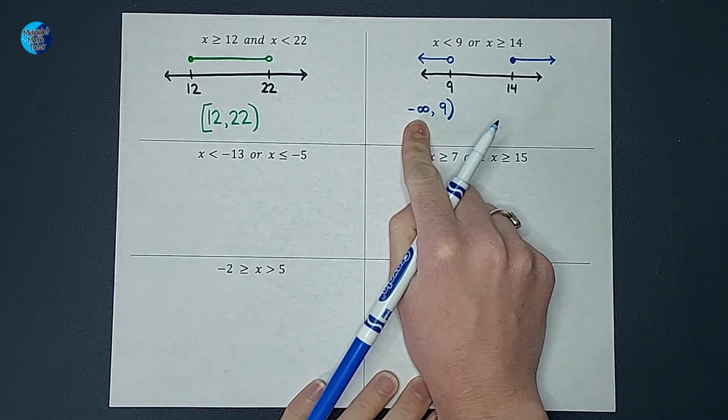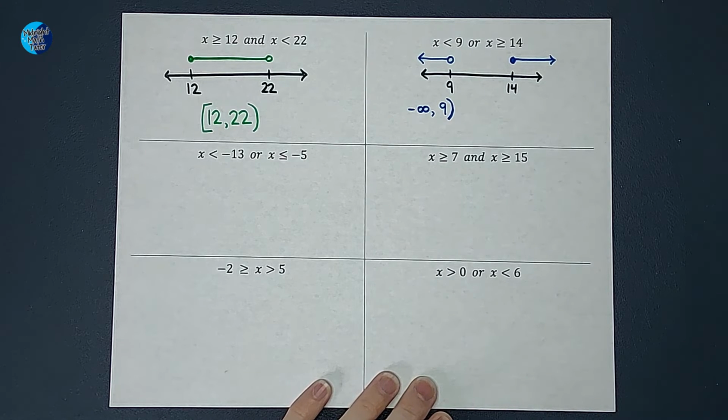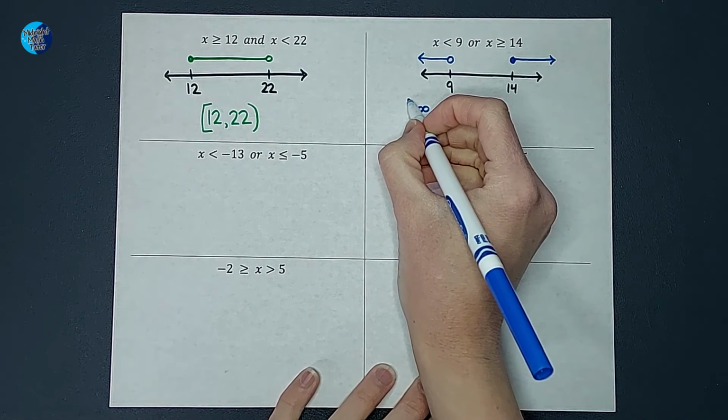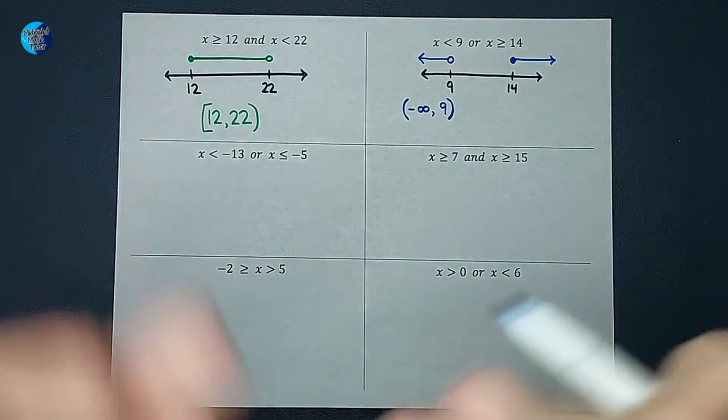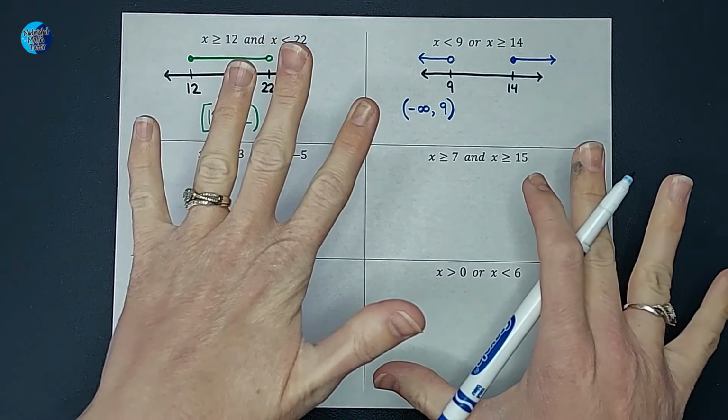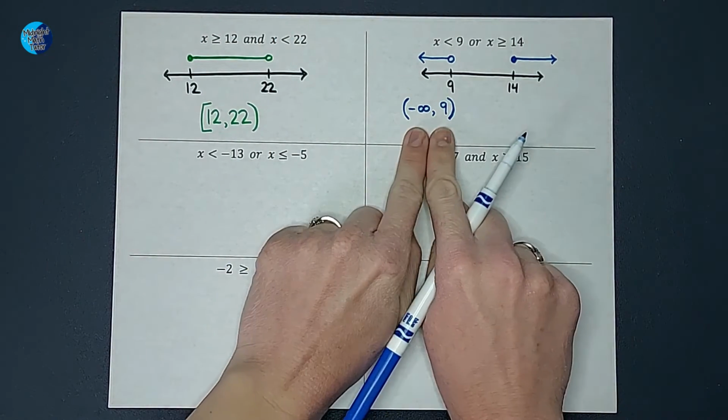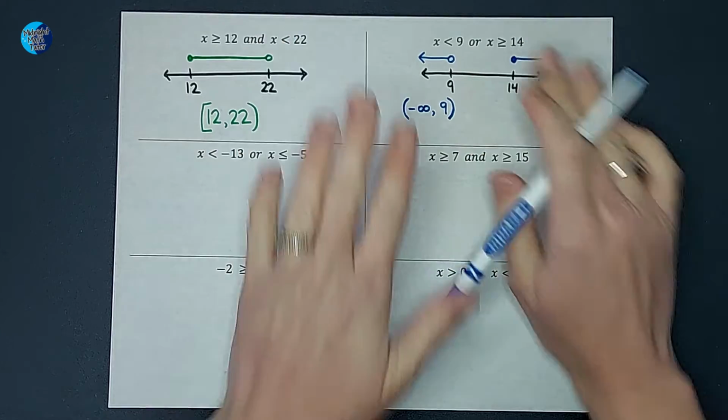What about negative infinity? Well, guess what? Infinity and negative infinity always, every time, get a parenthesis. You should never see it with a bracket because negative infinity and infinity are actually just ideas. They're not an actual number, right? Sorry if that broke your dreams. But that is how I show that part of my graph.